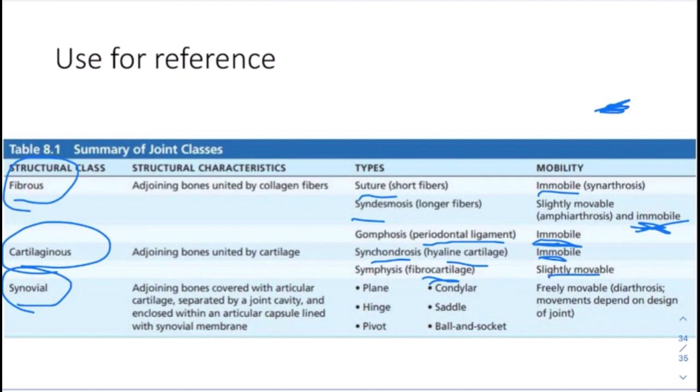They are slightly movable. And finally, we have the synovial joints, which are characterized by a joint cavity. There are six types: the plane joint, the hinge joint, the pivot joint, the condylar joint, the saddle joint, and the ball and socket joint. And of course, they are freely movable, and the degree of movement that occurs is based on the design of the joint.